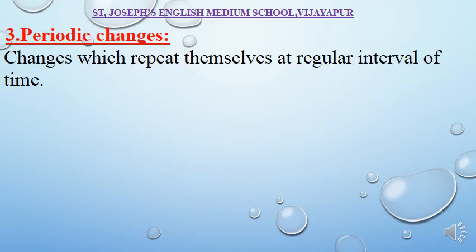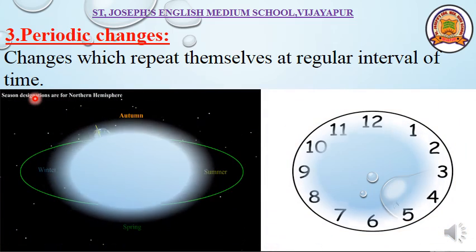Periodic change means at a particular time these changes take place. Changes which repeat themselves at regular intervals of time. Here nobody is going to make the change. Nobody is going to remind it. Let us see the examples of periodic change.